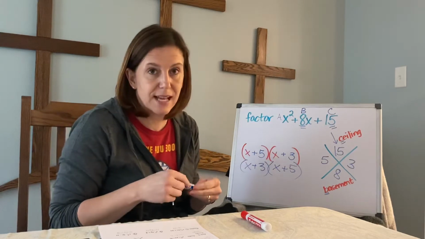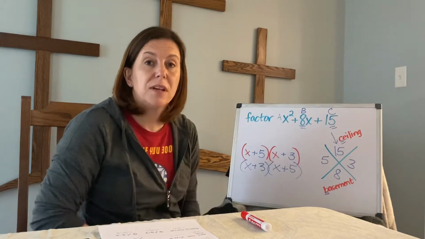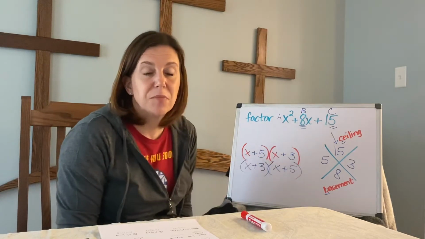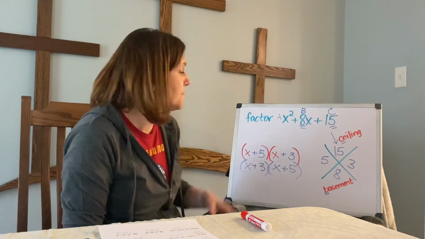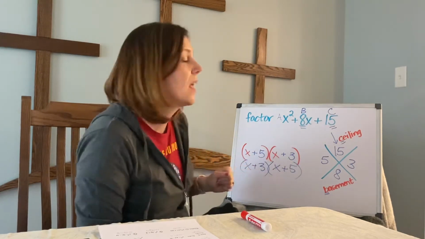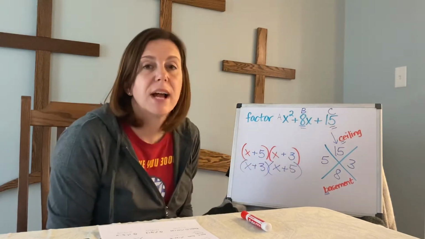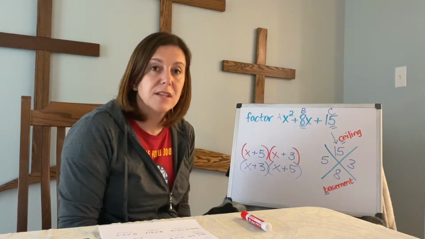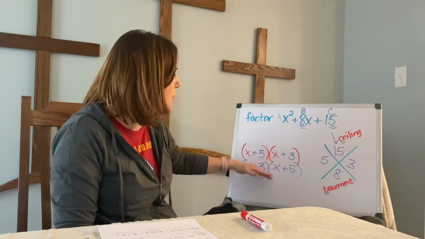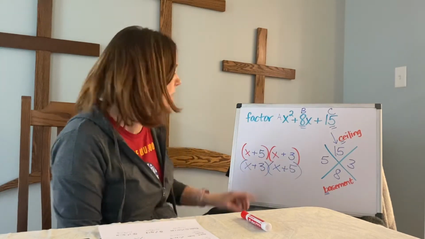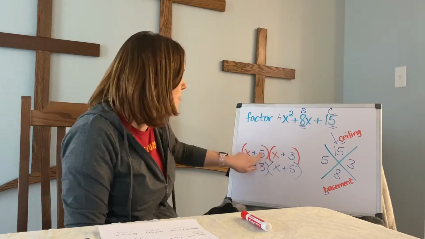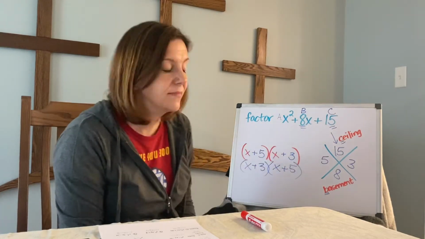I'd get the same exact thing. Why is that? Because multiplication is commutative. The order does not matter between the 2 binomials. It doesn't matter if this one's first or this one's first. Okay, so how would we check this? I would check this by FOILing it and double checking that what I end up with is the same thing I started with: x squared plus 5x plus 3x plus 15.